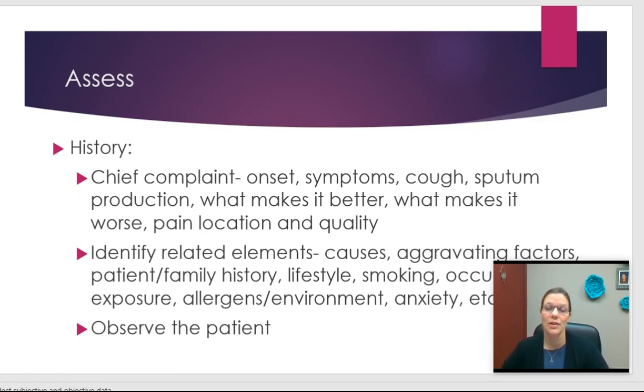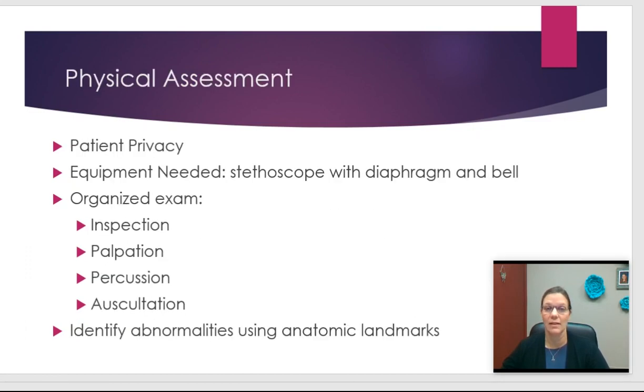So if it does get better and worse, what are the things that aggravate the condition, and what sorts of things alleviate the condition? You've also got to be sure to talk to the patient about their medical history and even their family history. You want to assess their lifestyle, their potential exposure at their job, any smoking or vaping, and any other allergens, any anxiety, anything like that. And while you're doing this, you're going to be observing the patient and watching how they seem to be feeling when you're doing your assessment.